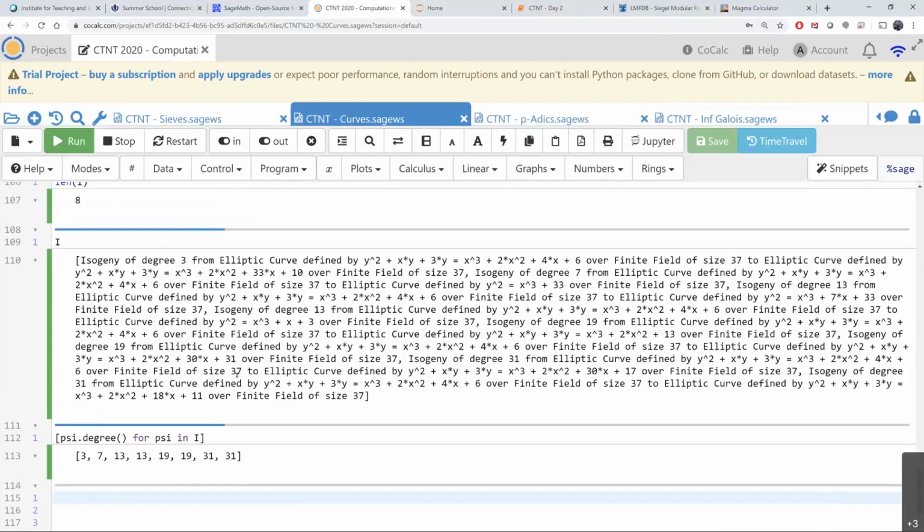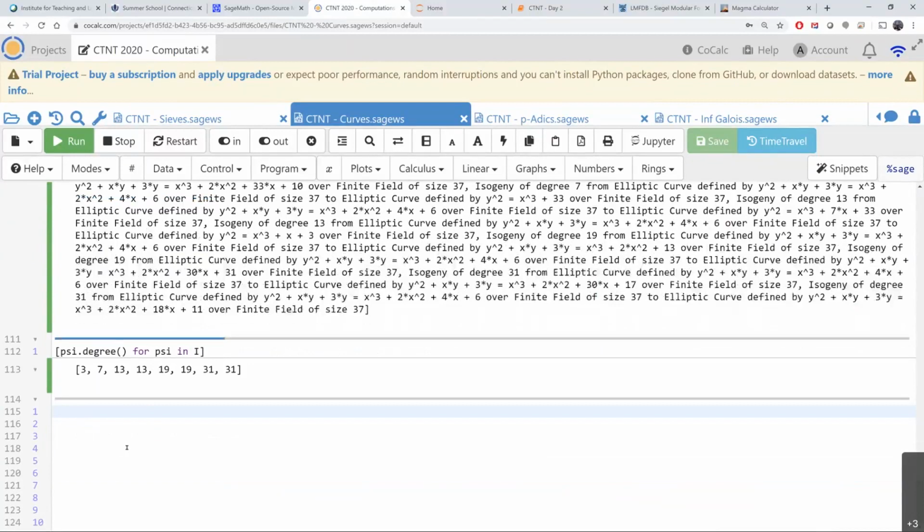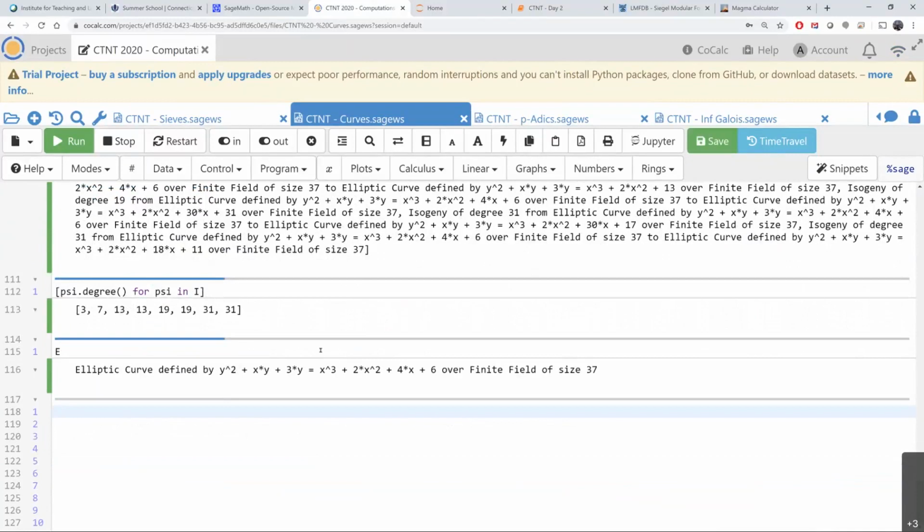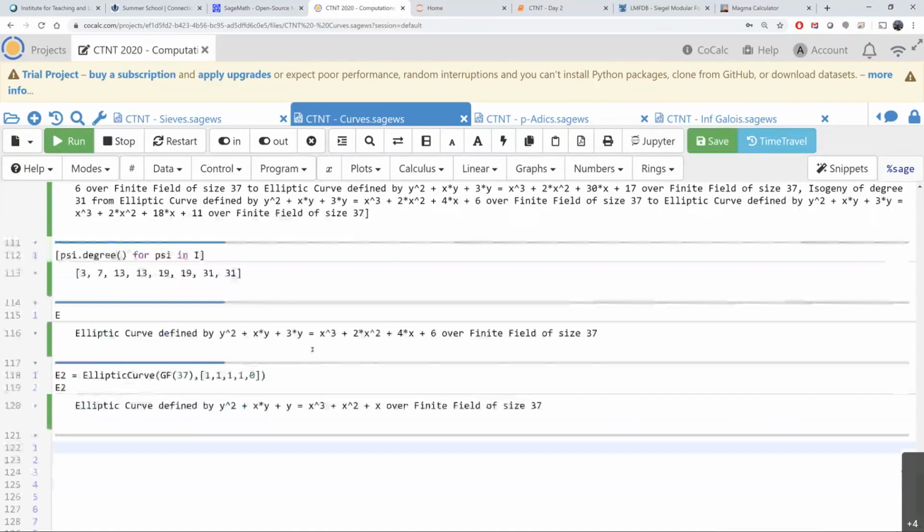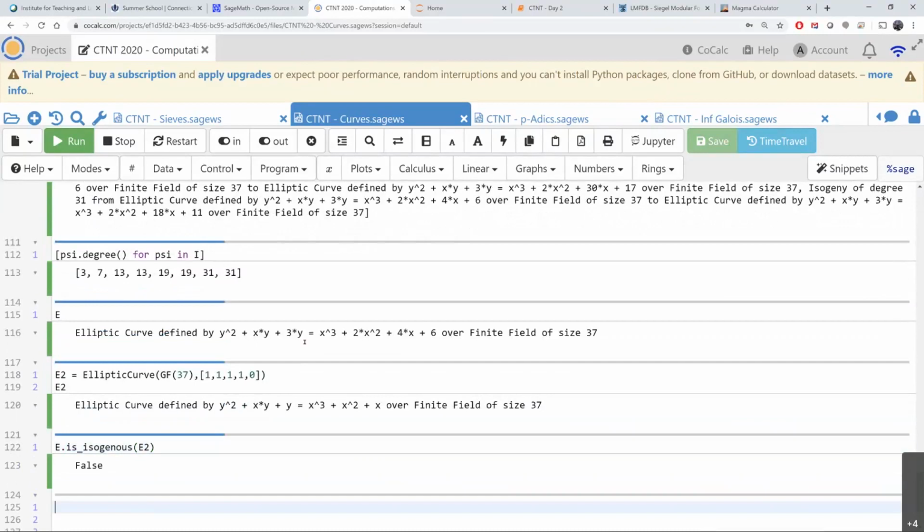Given two elliptic curves, can you check if they are isogenous? Yes. So let me grab two elliptic curves. I had E over the finite field of size 37. Let's pick another elliptic curve, E2, in GF 37, and let's pick something else, 1, 1, 1, 1, 0. Let's see if that's an elliptic curve to begin with. It is, and I believe I can do E is isogenous to E2. False. Okay, so that's how you check.